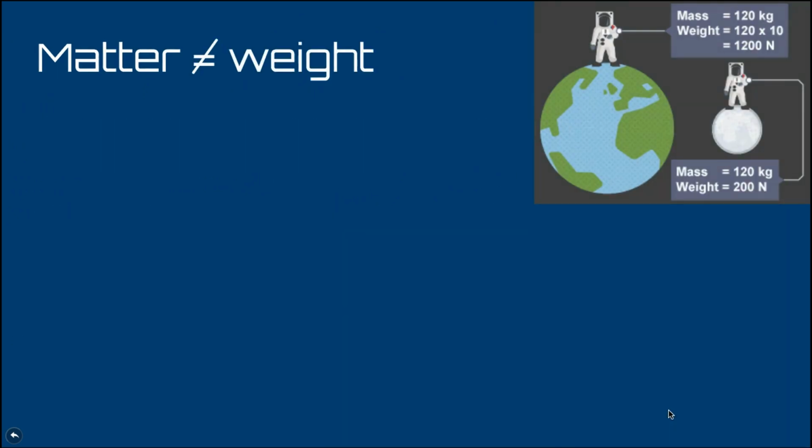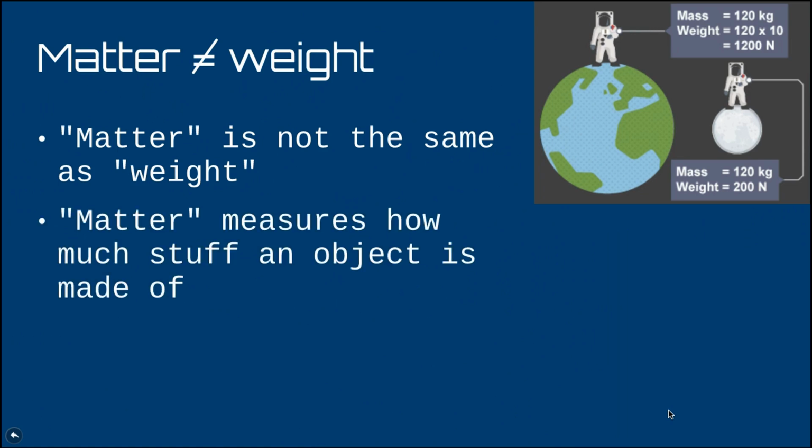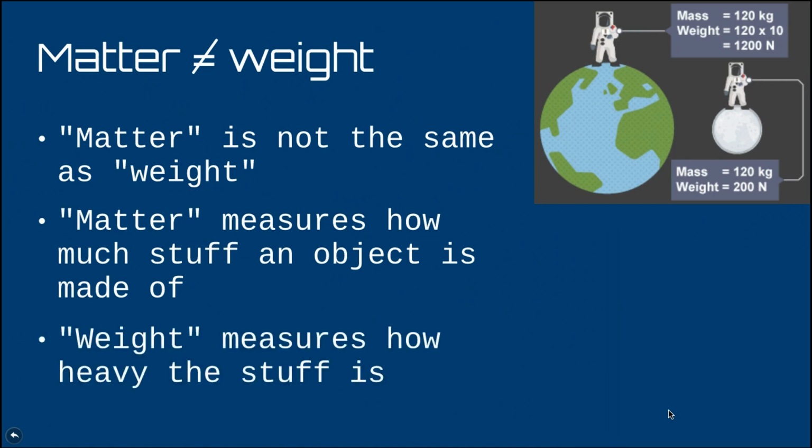And something that's important to clear up right now is that matter and weight are not the same, even though we use a scale to measure both. All right, so on a very technical level, they're not the same and they're slightly different from each other. So matter just measures how much stuff there is in an object, whereas weight measures how heavy it is, or in physics terms, you could say how much force it takes to lift it.